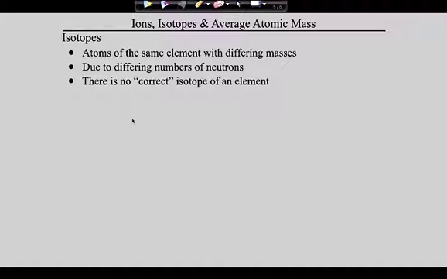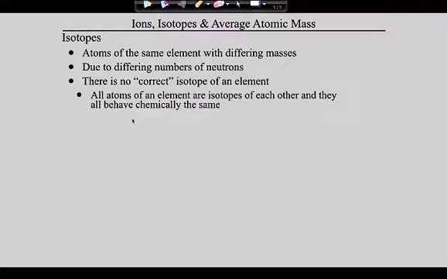What? Could there be 15 different isotopes? Oh, could there be a carbon-15? Is that what you're saying? There could be, but there isn't. So the problem is that some of these isotopes are so unstable that they immediately fall apart and they don't exist for long periods of time. So not all possible isotopes are possible. Okay? So guys, this then is why there's no correct isotope. All the atoms of an element are isotopes of each other, and they all behave chemically exactly the same.